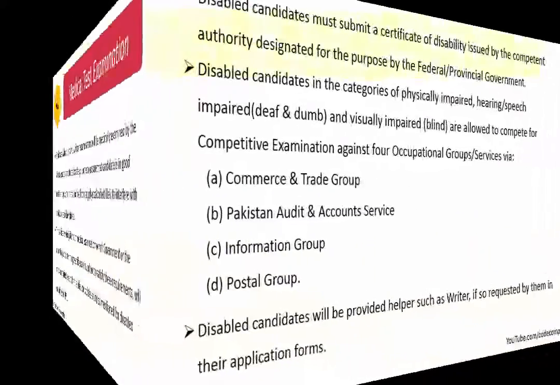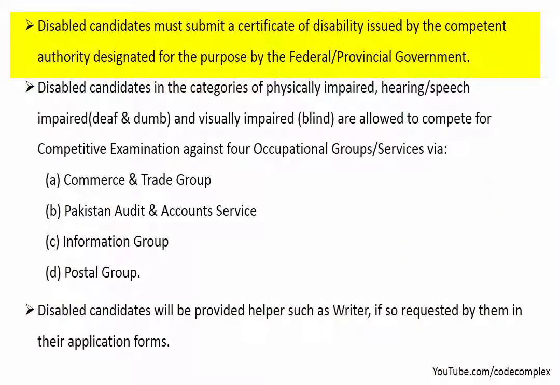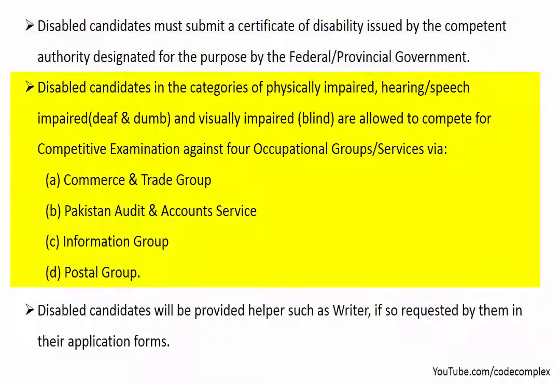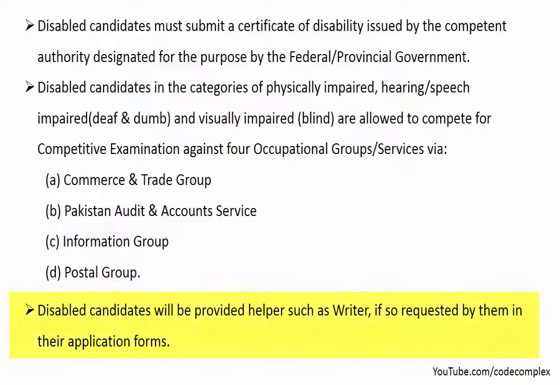by FPSC. Disabled candidates must submit a certificate of disability issued by the competent authority, designated for the purpose by the federal or provincial government. Disabled candidates in the categories of physically impaired, hearing and speech impaired, deaf and dumb, and visually impaired, blind, are allowed to compete for competitive examination against 4 occupational group services via A. Commerce and Trade Group, B. Pakistan Audit and Account Service, C. Information Group, D. Postal Group. Disabled candidates will be provided helpers such as rider, if so requested by them in their application forms.